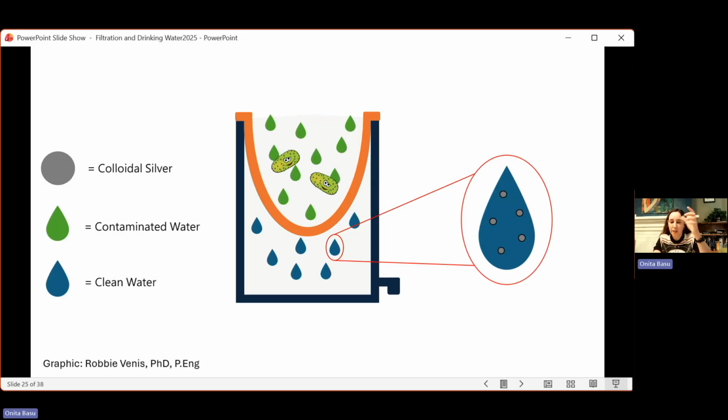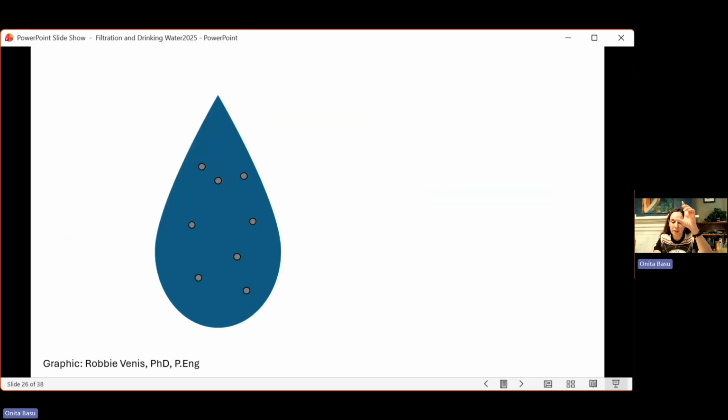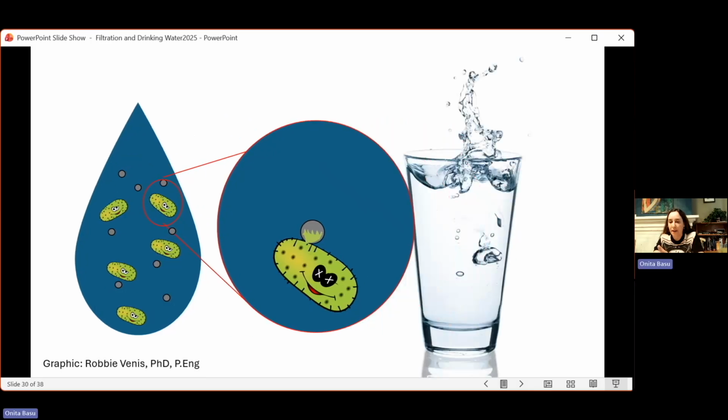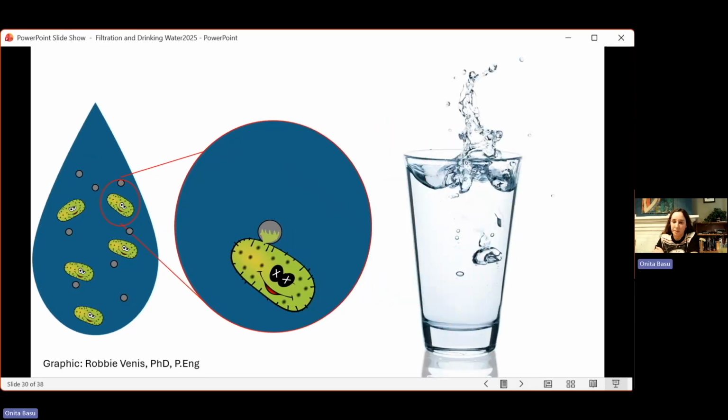That clean water has small amounts of colloidal silver in it. Because some of the bacteria will transition through the filter and end up in that water, the advantage of having colloidal silver there is that the silver acts as a disinfectant and kills the microbes that are present, so that the water stays safer to drink for the local population that's using them.